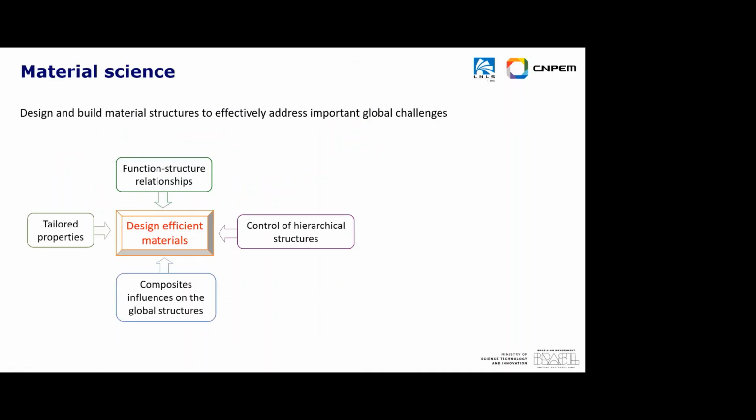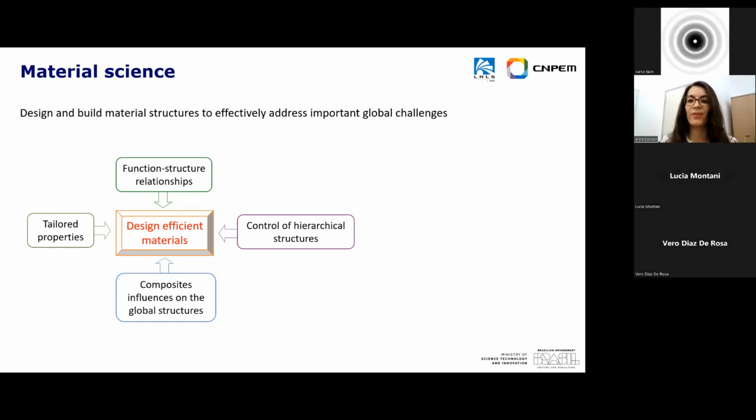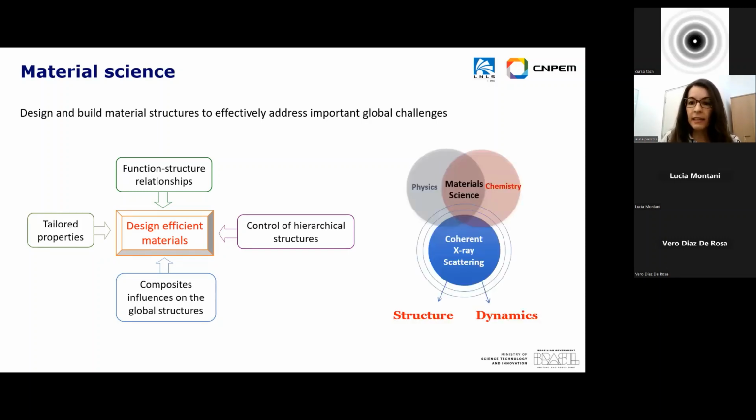Okay. Well, so I imagine that the main topic of this course is to discuss these techniques for characterization of materials. And we know that to design efficient materials, we have to be able to answer different questions, and they're not easy questions, like what's the relationship between the function and the structure, and also how we can control the hierarchical structure of the material, how we can tailor the properties. And to be able to answer these questions, we need to combine different techniques and use advanced techniques. And in this presentation, I will show two main techniques that allow us to study the structure and dynamics of materials using these coherent X-rays in the synchrotron source.